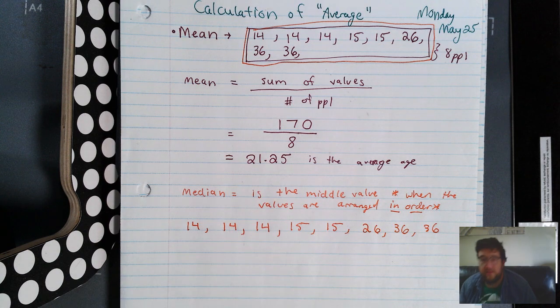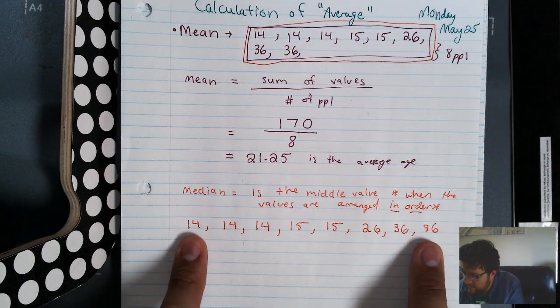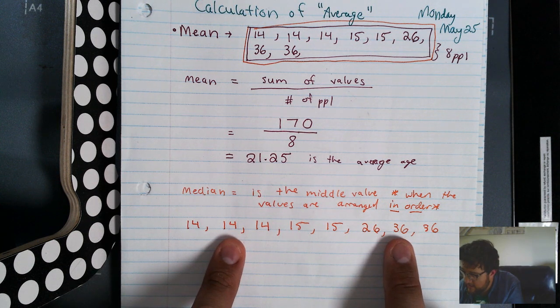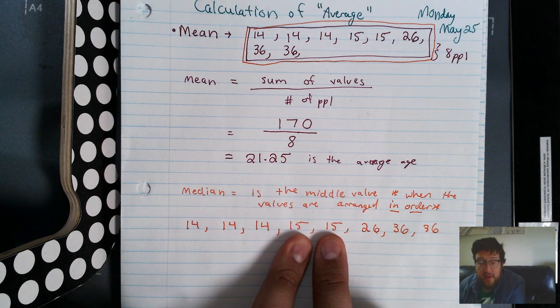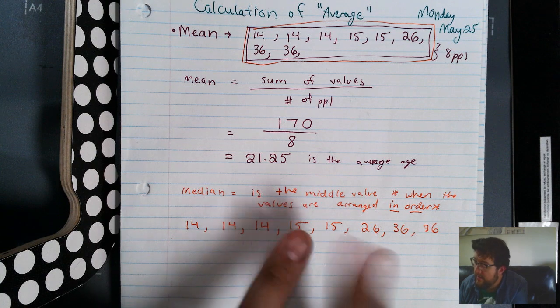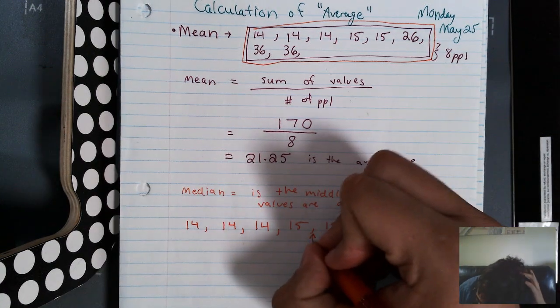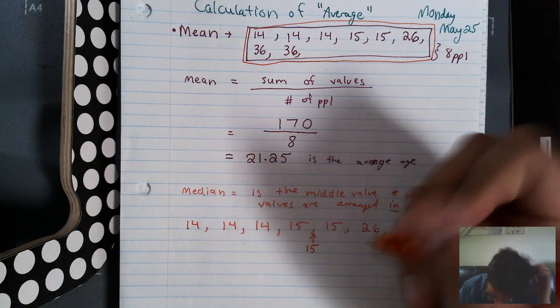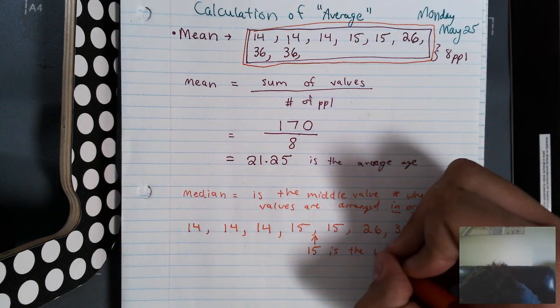Okay, so to find the middle one, you put a finger on either side and start counting in. Look at that. So 15 and 15. If it landed in between, let's say this was 14 and this was 15, we'd do 14 and a half. But 15 and 15, this is our middle value right here. 15 is the median.